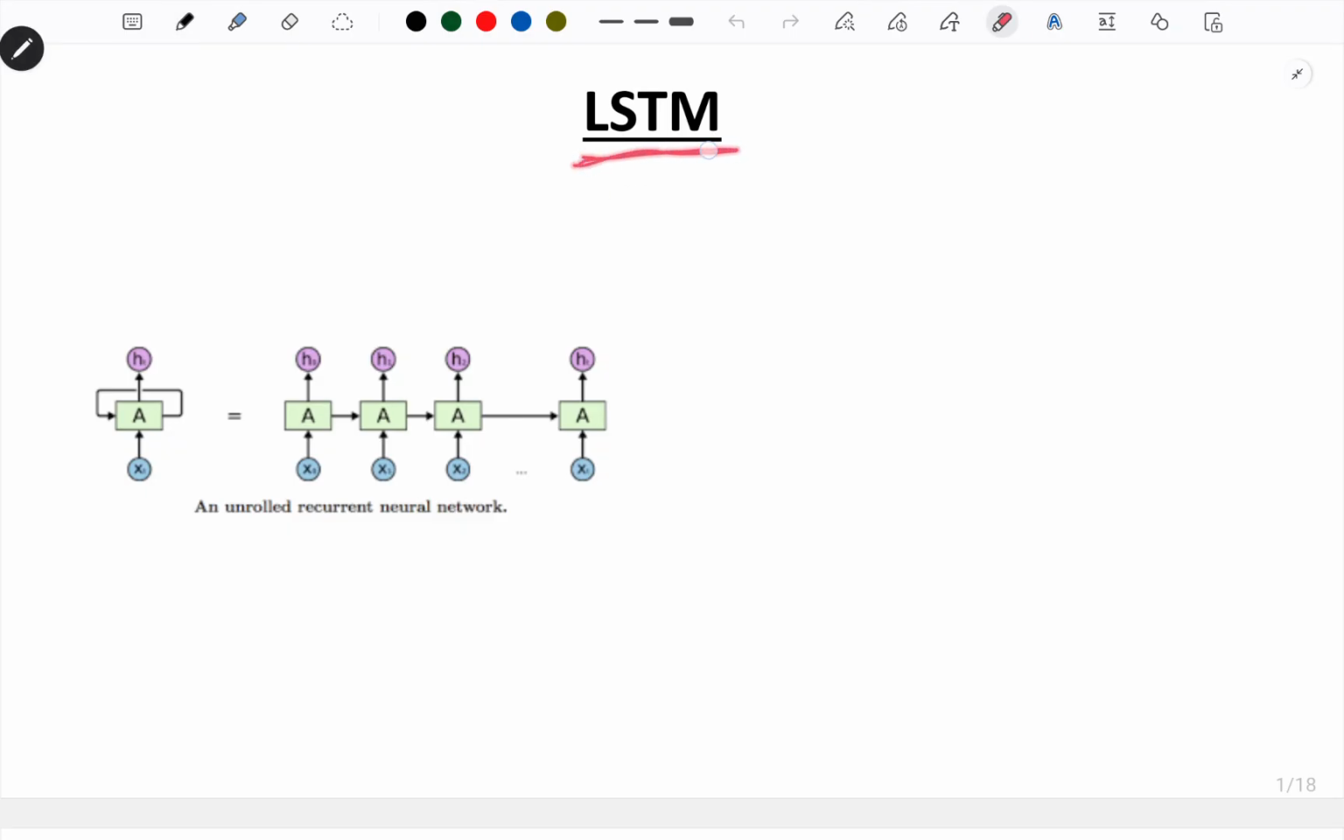So the topic of today's video is, we are going to discuss the topic of LSTM, which basically stands for Long Short Term Memory. Long short term memory is basically a type of RNN. So LSTM is what? Basically it is a type of RNN.